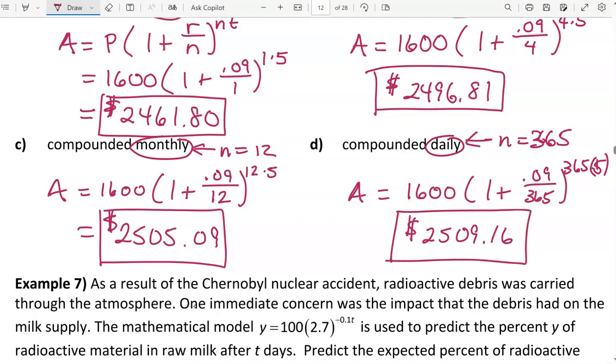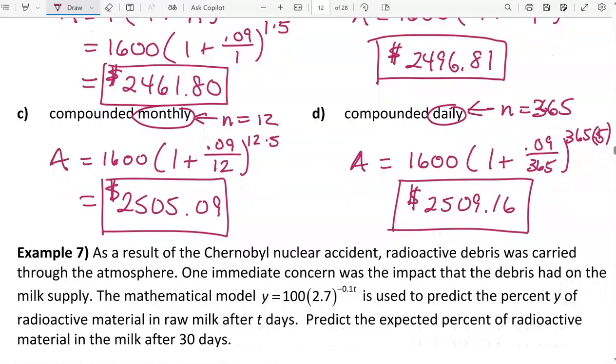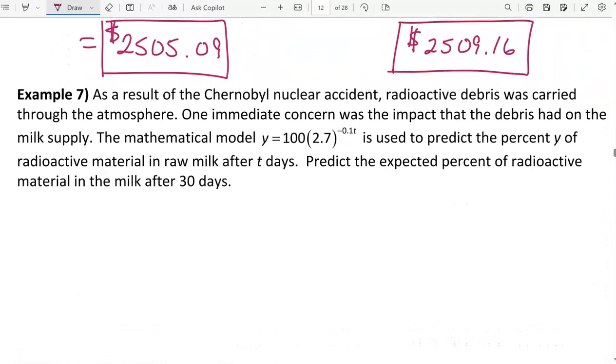If you notice, the amount that's in the bank after 5 years is kind of creeping up, but it's increasing more slowly as we go. And that's because if we compound daily, that's reaching a limit, and the limit is called continuous compounding. That's something we're going to investigate a little bit later in the unit.